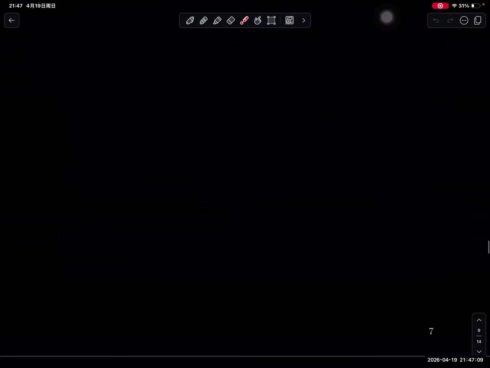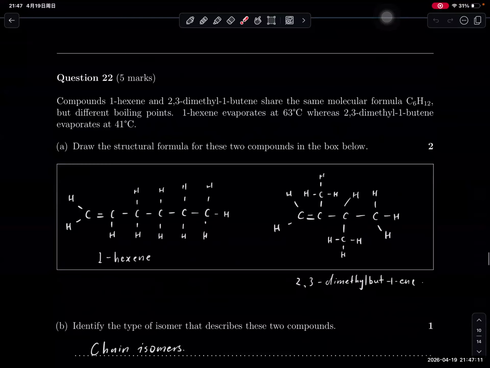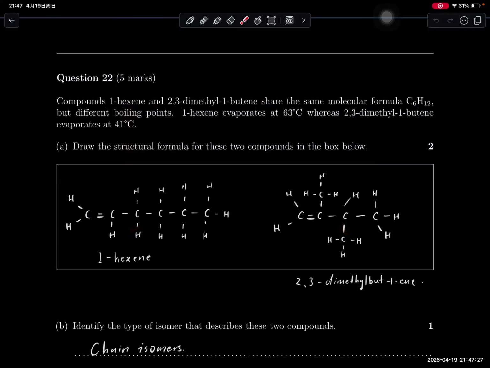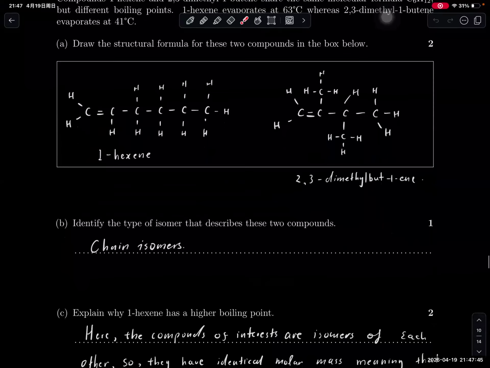Right. In continuation, question 22, we are asking for the structural formula for these two compounds, 1-hexene and 2,3-dimethyl-1-butene. They have the same molecular formula, so they are isomers. These are actually chain isomers. When you draw the structure, carbon can only form 4 bonds. Don't make it 5 bonds. It's asking for a structural formula, so you must draw it with the hydrogens and all the bonds present. Okay, that's A.